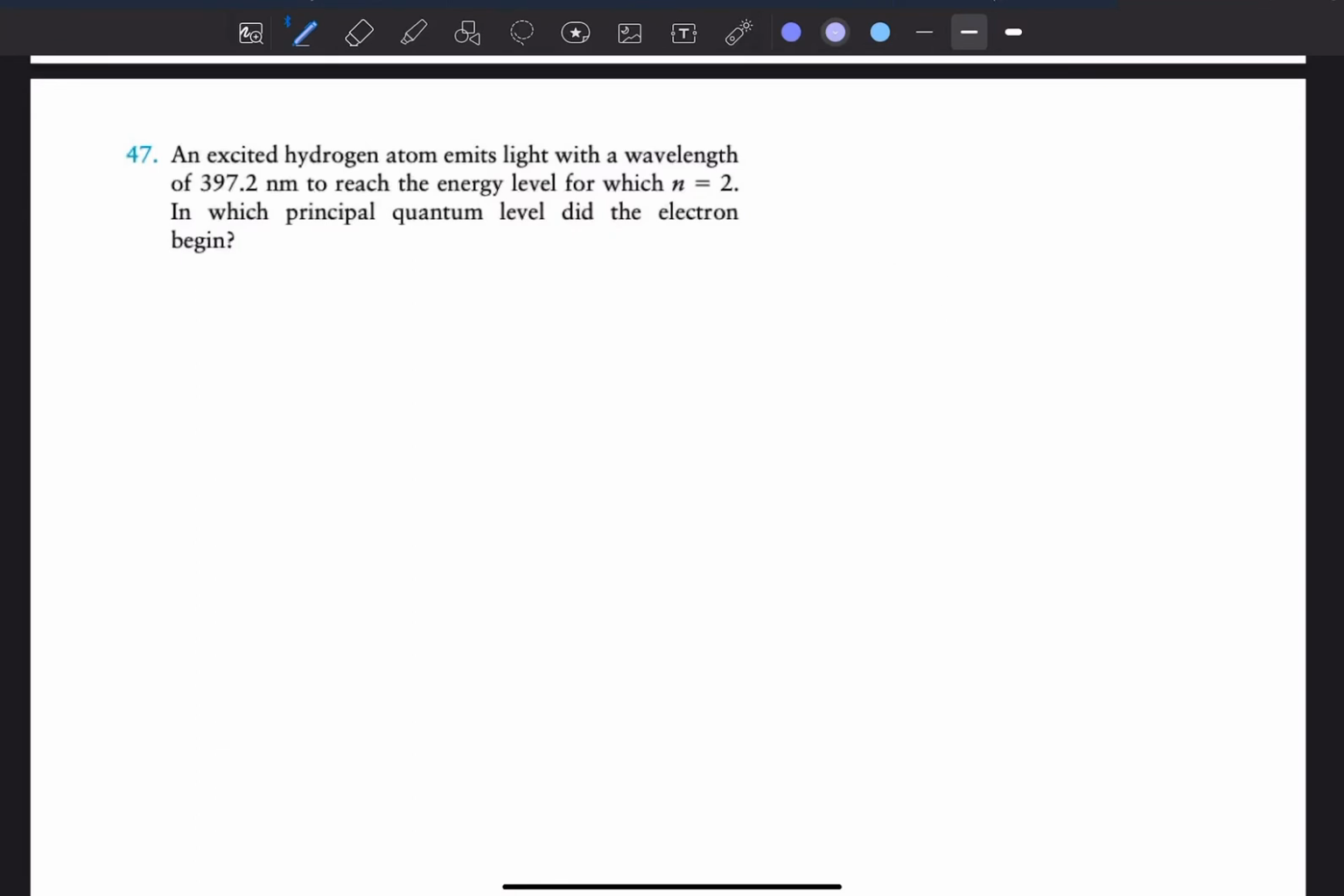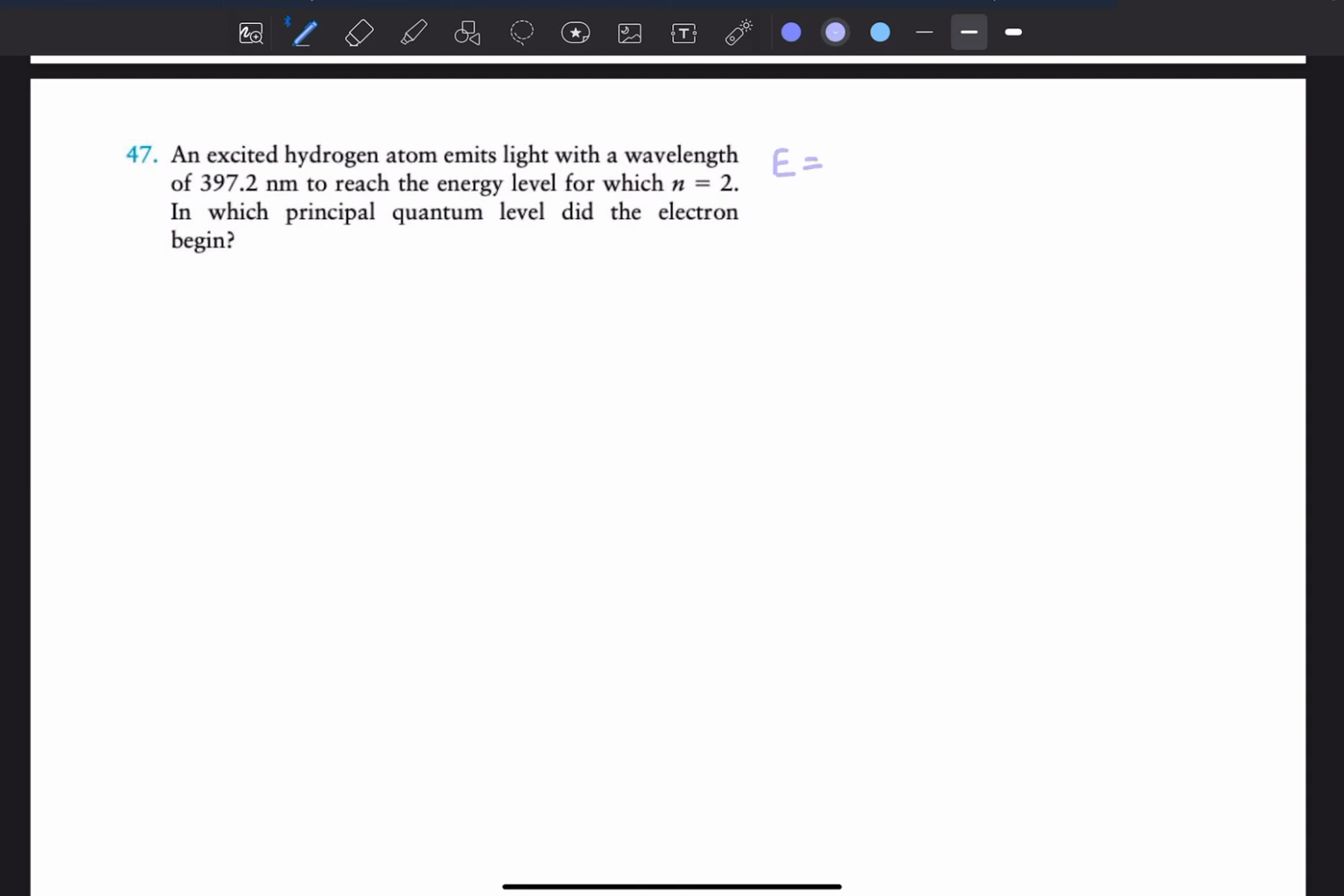Alright, so an excited hydrogen atom emits light with a wavelength of 397.2 nanometers to reach the energy level for which n equals 2. And we want to find what quantum level it began in. So there's two formulas that we want to remember and keep in mind for this problem.